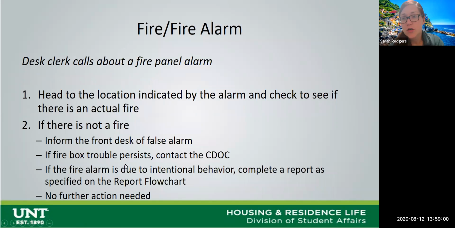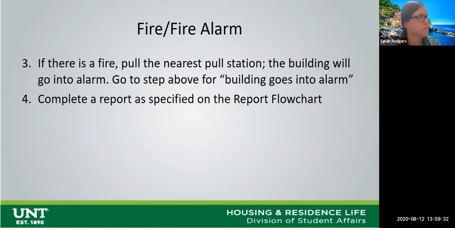So if the desk clerk calls you about a fire panel alarm, head to the location indicated by the alarm and check to see if there's actual fire. If there is not a fire, then you're like, no fire here. Inform the front desk of a fire alarm. If the firebox trouble persists, contact the CDOC. If the fire alarm is due to intentional behavior, such as a pulled alarm, tampering with a device, complete a report as specified on the report flowchart. No further action is needed if there's not a fire.